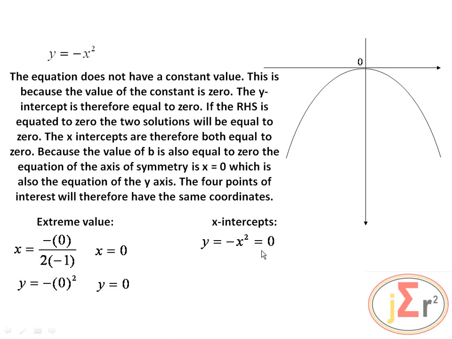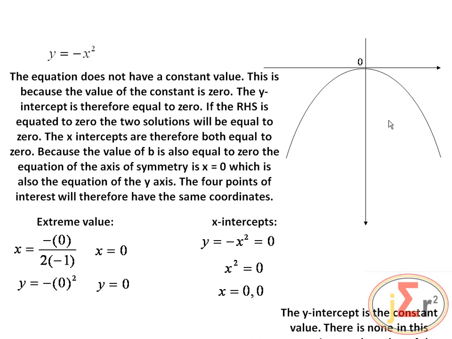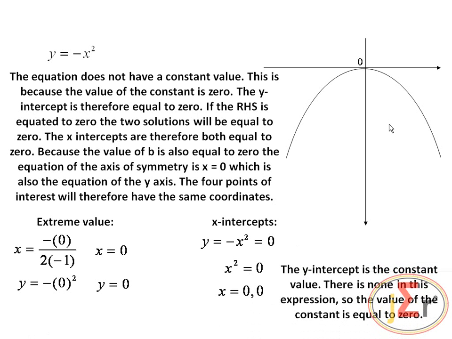The x-intercept, we say f of x is equal to 0. So negative x squared is equal to 0. And of course, x squared is equal to 0 will give 0 and 0 also. So the x-intercepts will also be right there. The y-intercept is the constant value. There is none in this expression. So the value of the constant is equal to 0.